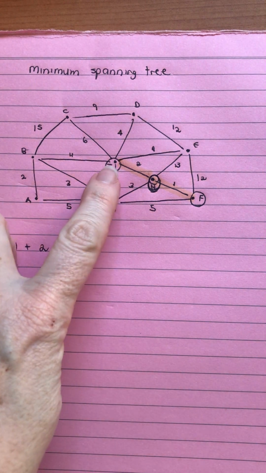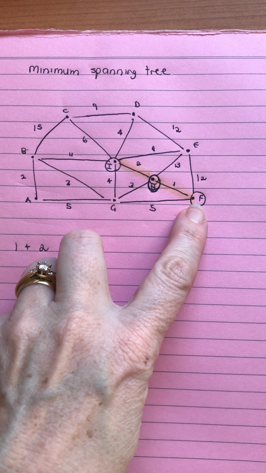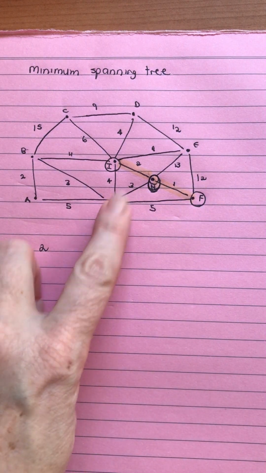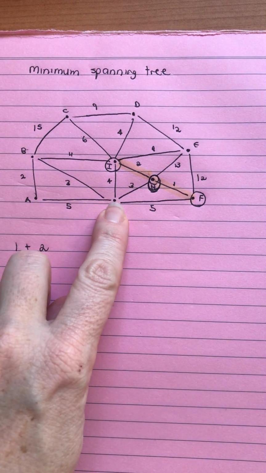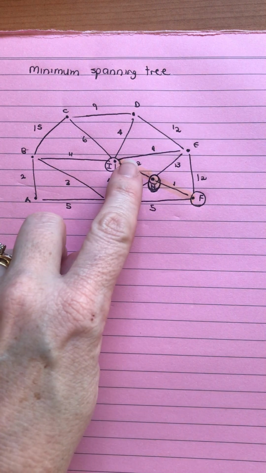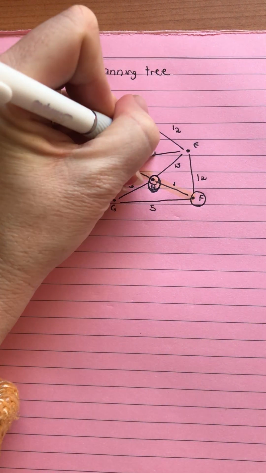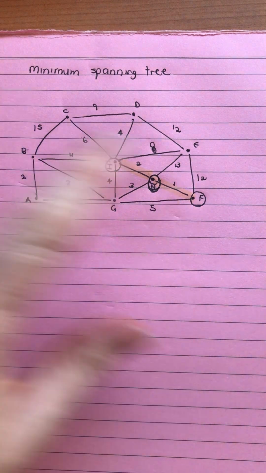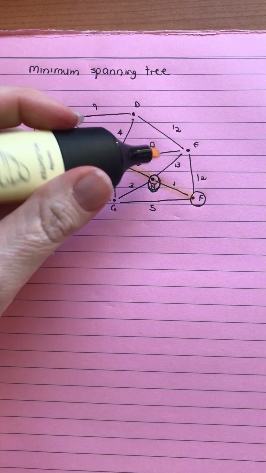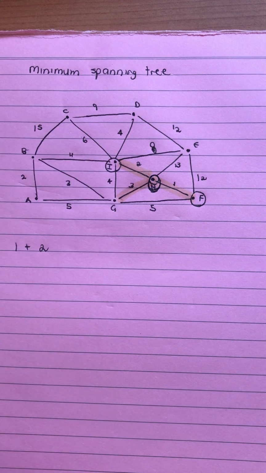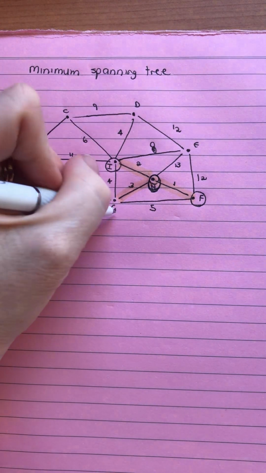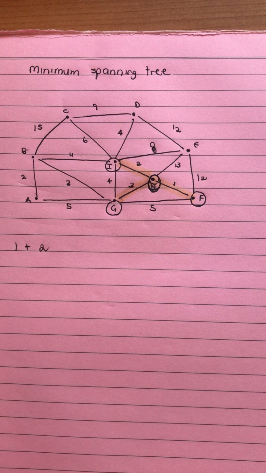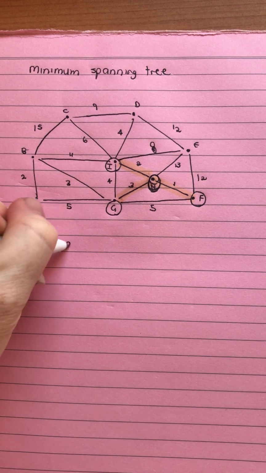Now we want to look at each of those. So we've got our F, we can go the 12 or the 5. Our H, we've got the 13 and the 3. The I has that 8 there, 4, 6, 11, or 4. So out of those options, that 3 is the smallest one. So we'll put that there. And that connects our G into the tree now.